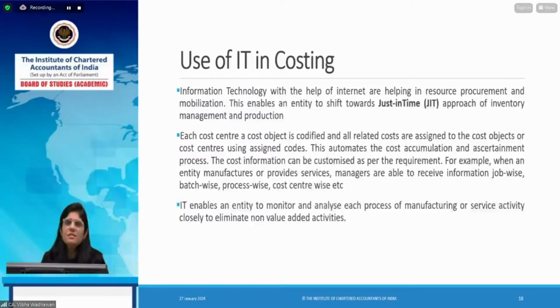So we just accumulate every cost to, let us say the product A code is 01. So all the cost, whatever has been used on the 01 code, will be accumulated on its own. So it's very easy to assign the cost through codes.